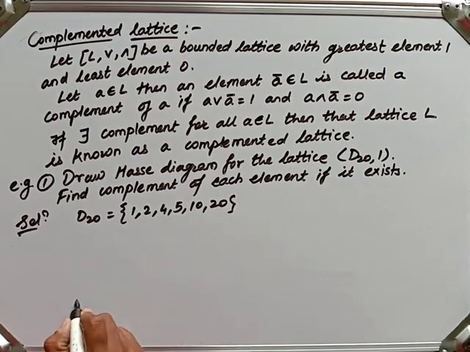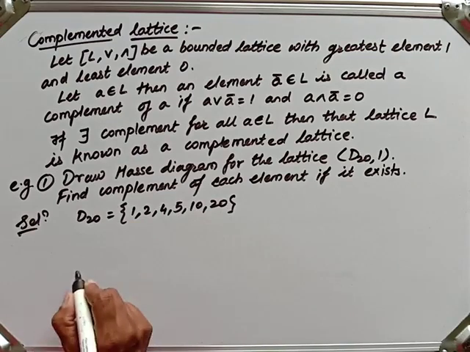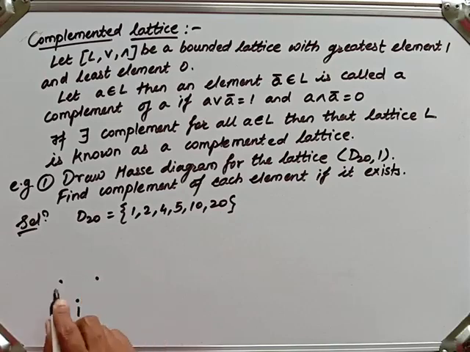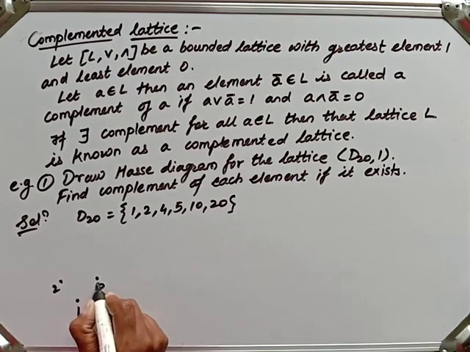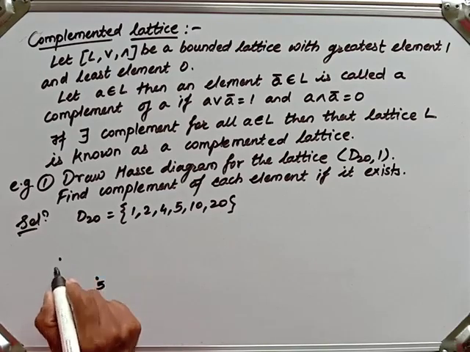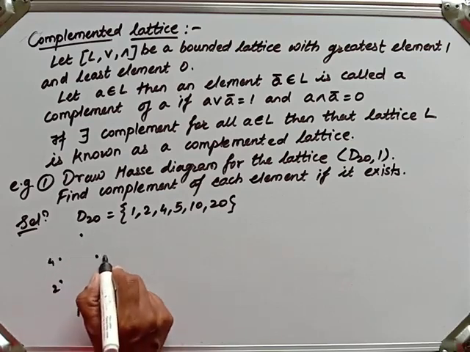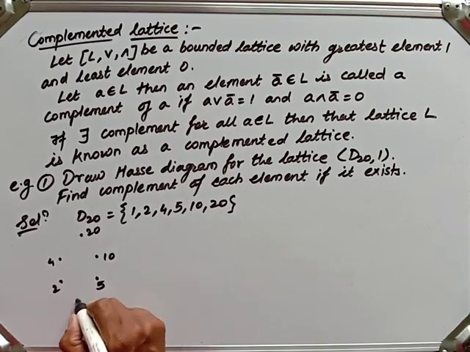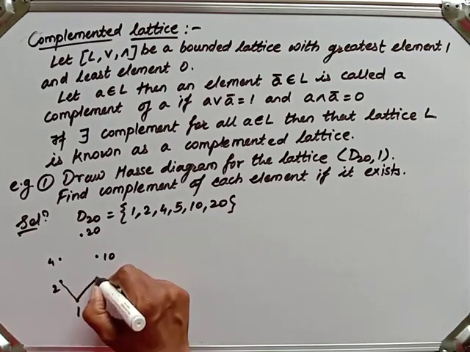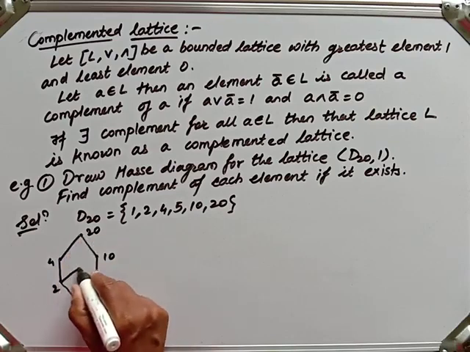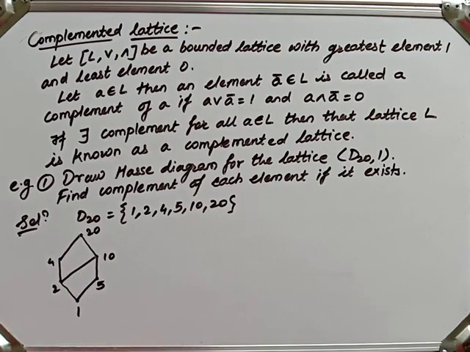So the Hasse diagram for this is, suppose 1 is here, let me take 2 and here let us take 5. Primes are they, 2 and 5. So now here let us take 4 and 10 and then take 20. These are composite. So these are related as such, these are all related as such. Now 2 is also related with 10. From here 2 is not related, so we have to join that part.